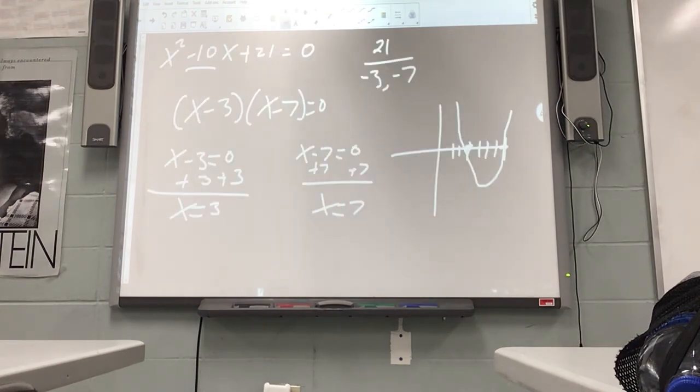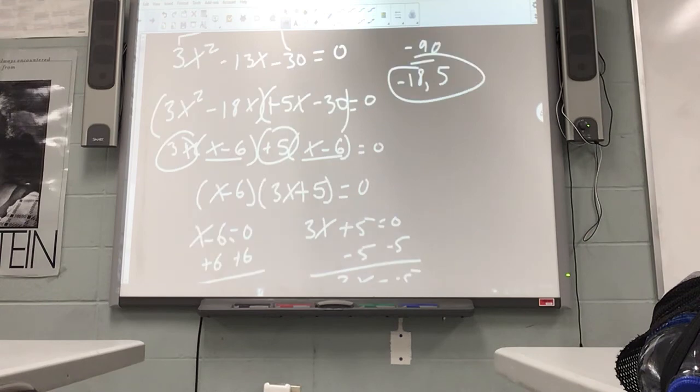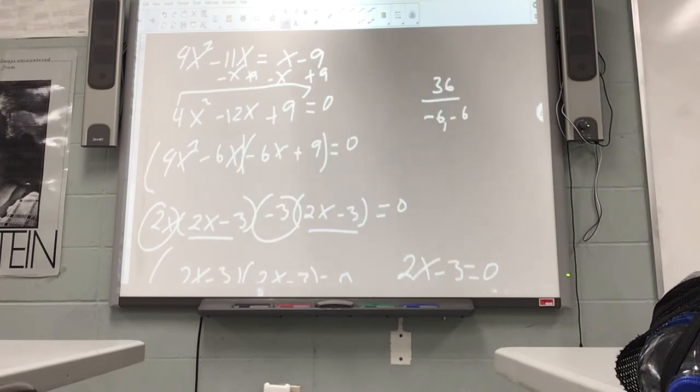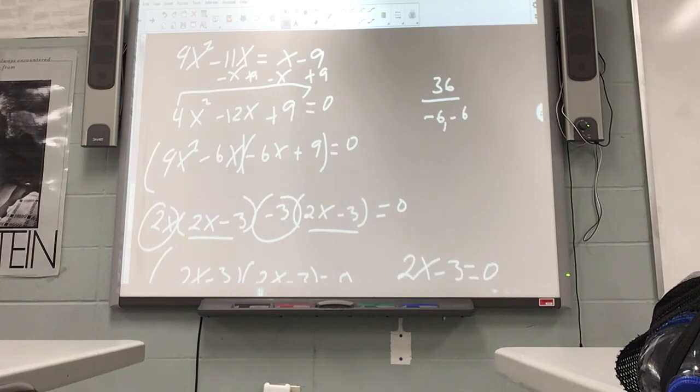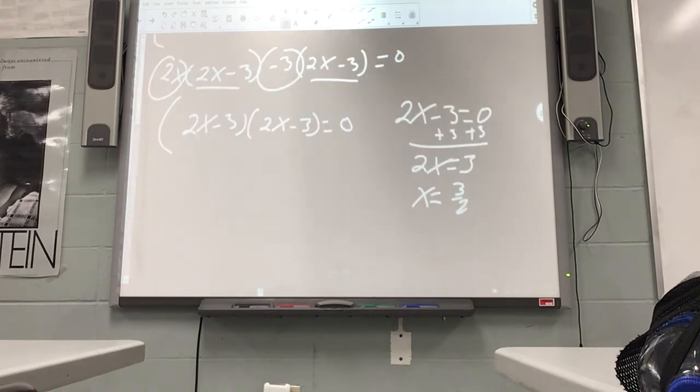Okay, well, on this one, when we got 3 and 7, those are the 2 places that cross the x-axis. So on this one, fast forward, we just got 3 halves. So what does that mean? They cross at the same place. Okay, so 1 1/2 is 3 halves, so it'd be right there. So that means its vertex just sits there.